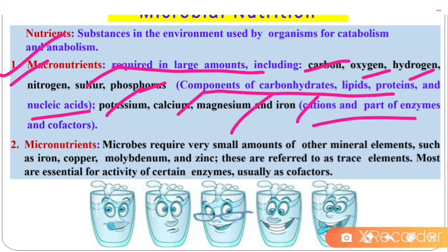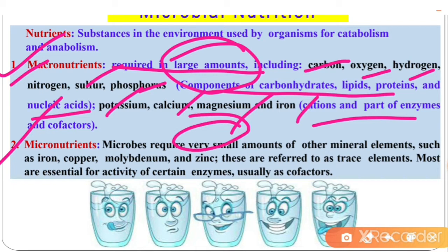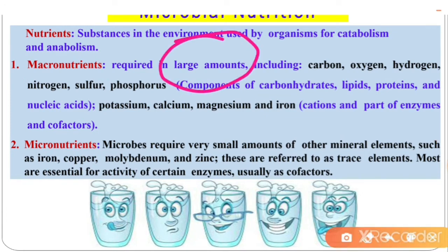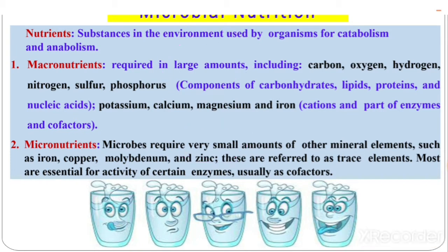Now these macronutrients are required by the cell in very large amounts, while the micronutrients are required by the cell in very small amounts. These are other mineral elements such as iron, copper, molybdenum, zinc, and these are referred to as trace elements. Most are essential for the activity of certain enzymes, usually as cofactors. So for the growth of microorganisms or any bacteria, macronutrients and micronutrients are required, while macronutrients are required in very large amounts, and micronutrients in very small amounts.